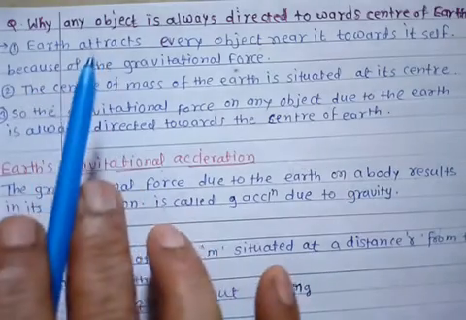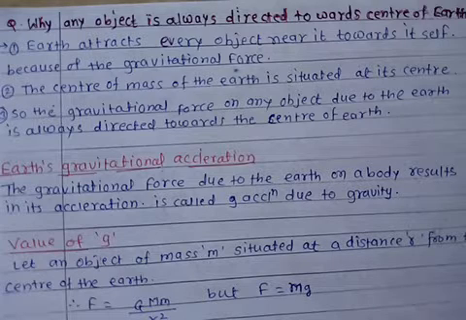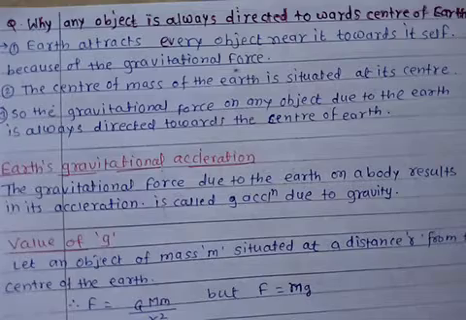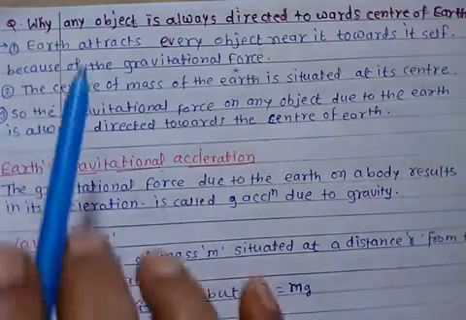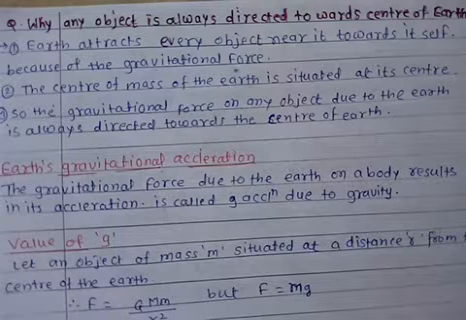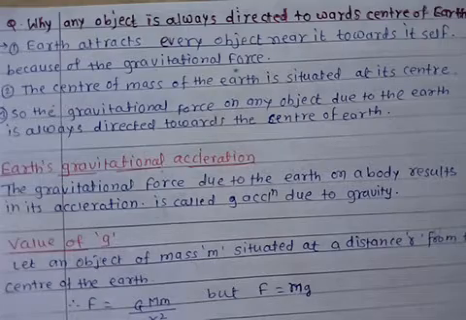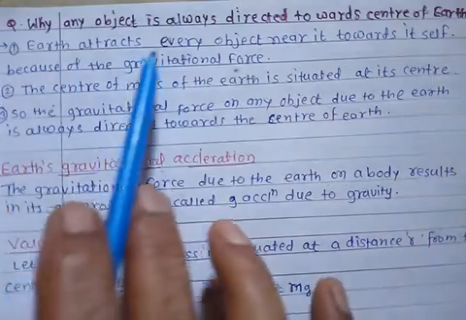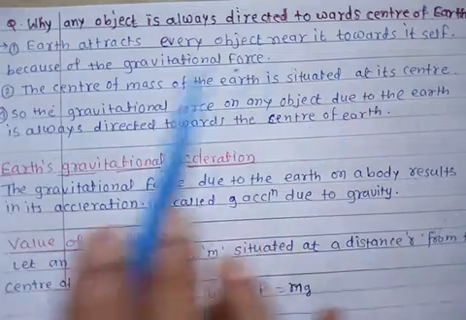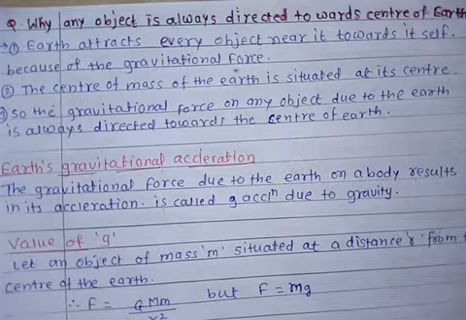Hi students, in the previous lecture you studied centripetal force and its relation with radius. That is, F is inversely proportional to 1 upon r square. Today we are going to see why every object is directed towards the center of the earth. The earth attracts every object near it towards itself because of the gravitational force.